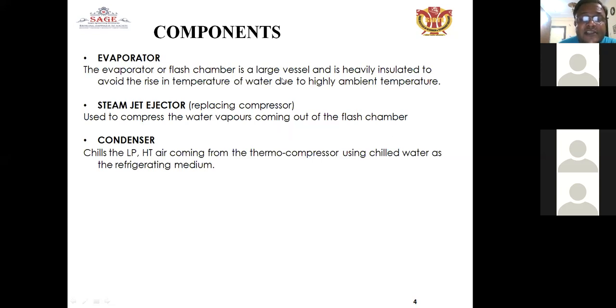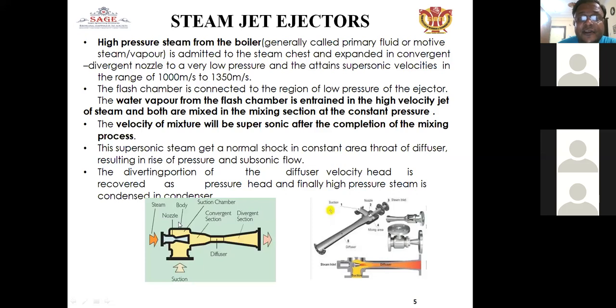The evaporator or flash chamber is a large vessel and is heavily insulated to avoid the rise in temperature of the water due to the high ambient temperature. The condenser device chills the low pressure, high temperature vapor coming from the thermocompressor, using chilled water as the refrigerating medium. What is the steam jet ejector?